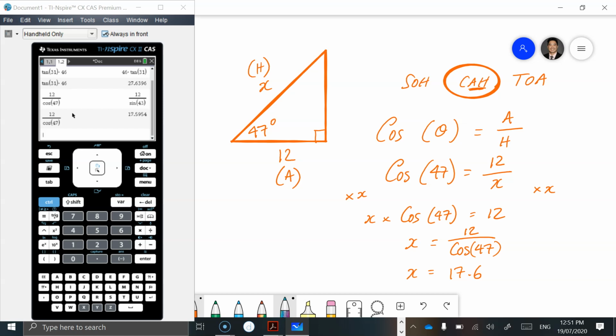So what we've done here is three examples of working out an unknown side of a right angle triangle using trigonometry, the sine, cosine, and tan functions, based on knowing one side and an angle.